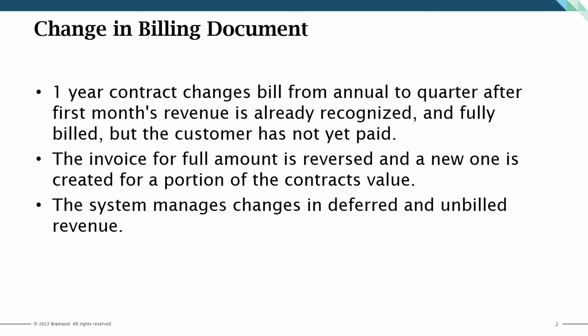Here we have a 1-year contract that has been billed annually upfront. But the customer has decided, after the first month's revenue has already been recognized and it has been fully billed, that they would actually like to change it from an annual bill into a quarterly bill. Because the customer has not paid yet, we can go ahead and reverse the full amount of the invoice, and we will create a new one with the portion just for that quarter. Then we're going to see how the system manages those changes from a deferred amount into an unbilled amount.